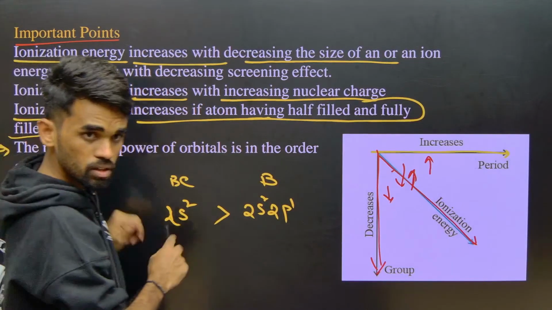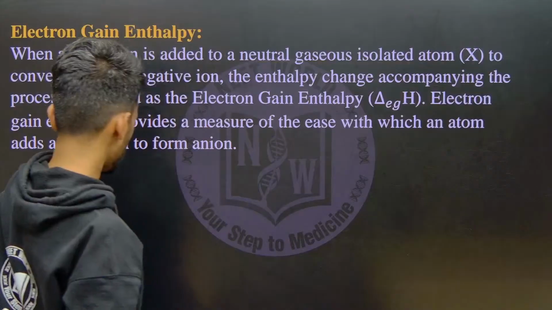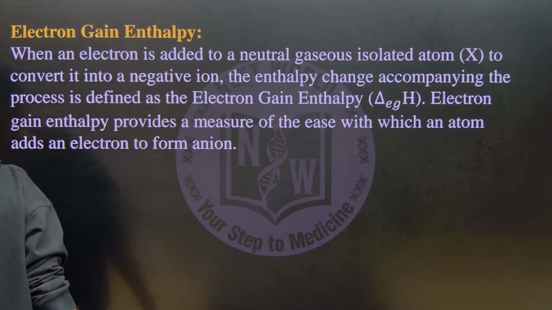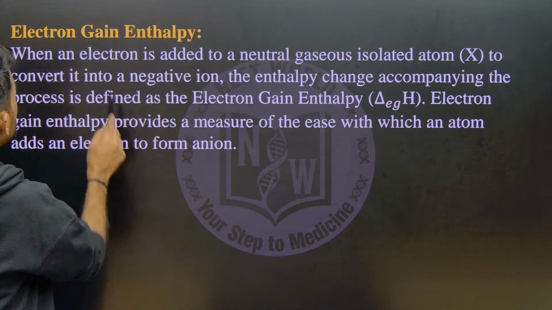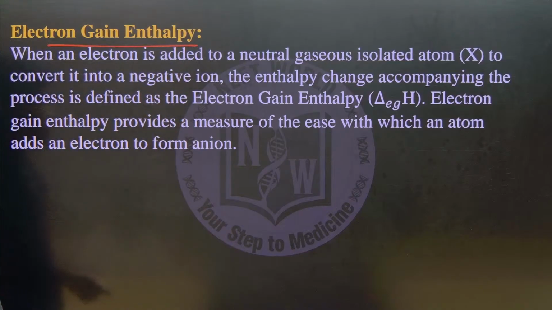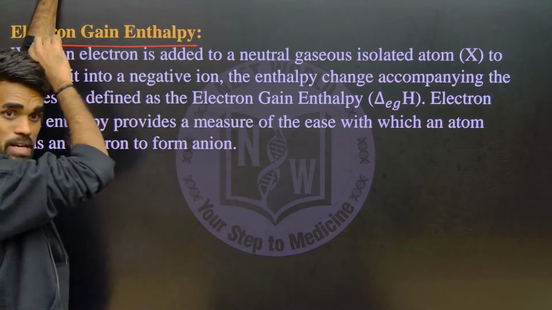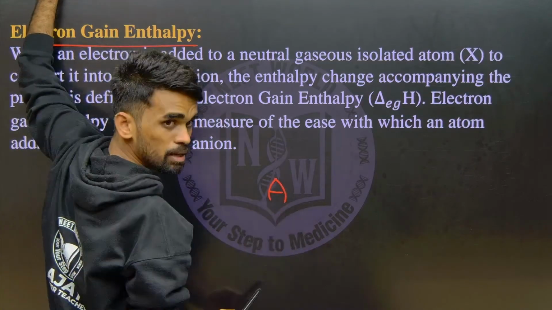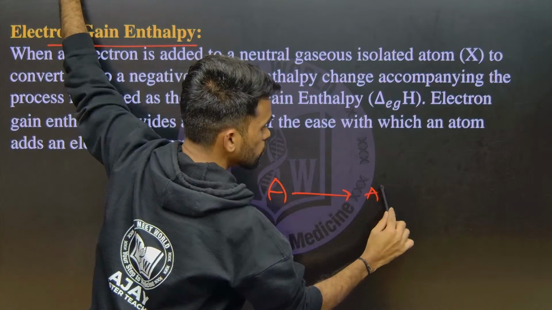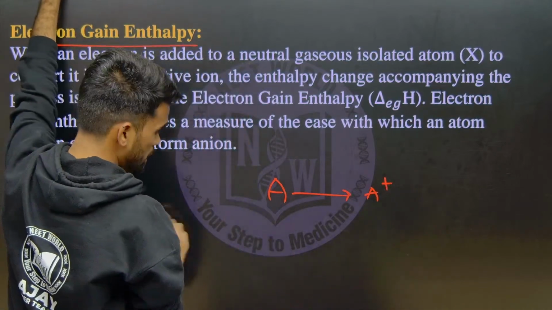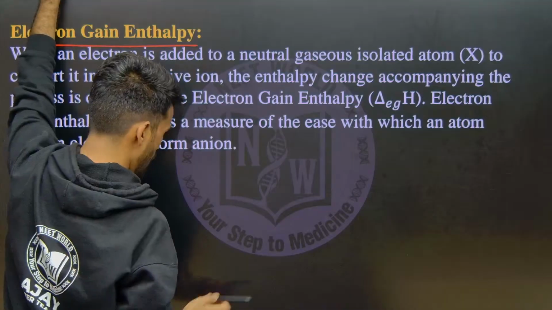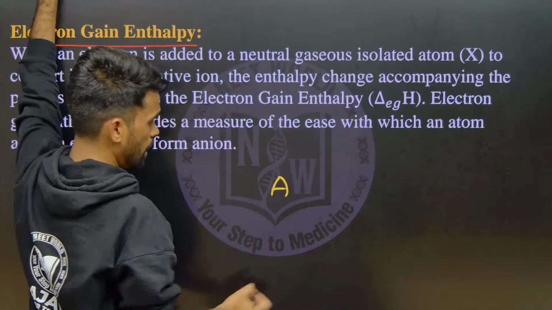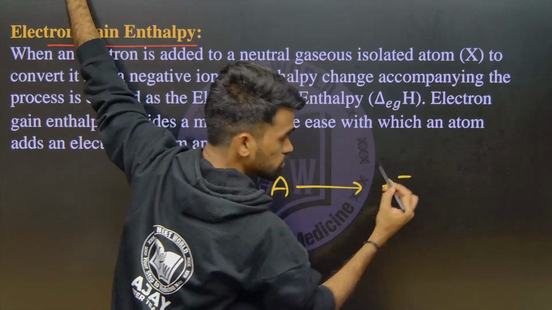Yeah. Done. Next, this is the other important topic to be discussed: electron gain enthalpy. What is electron gain enthalpy? For example, previously we studied ionization energy. We made element A into a cation by removing one electron. Here, take element A and make it into an anion like this.